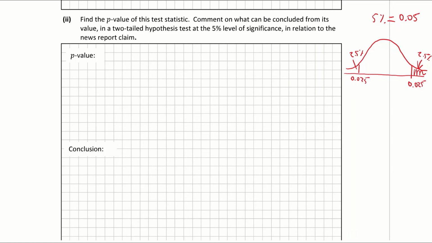Working out my p-value now, from the first part of the question, we got a z-score of negative 1.788. And I'm going to just go to two decimals. That will give me negative 1.79.